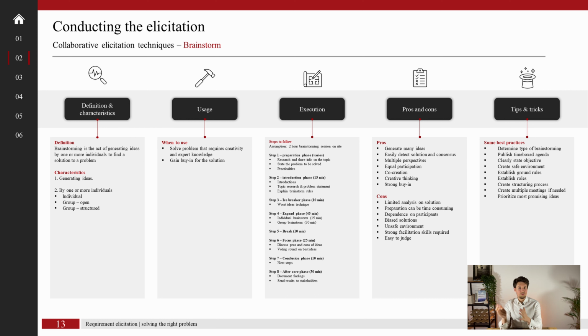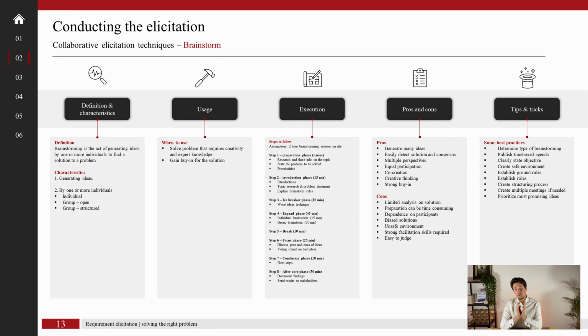Now comes the aftercare phase. During this phase, I will document all the findings of the workshop in an Excel or a Word document so that I can share it with the group and any other relevant stakeholders that are interested in the results. Also, don't forget to tidy up the room. This should take around 30 minutes. That concludes the execution part.